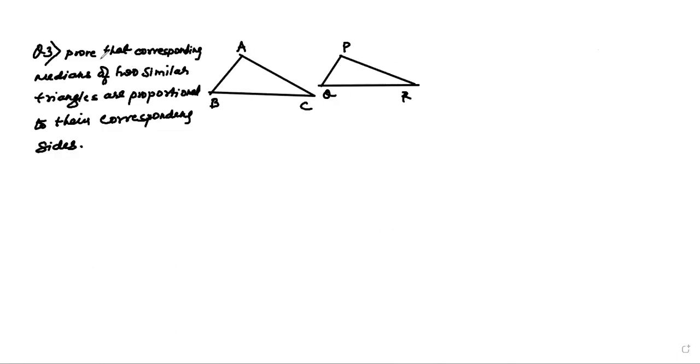Question 3, children. A very simple question in the form of a rider. It is: prove that corresponding medians of two similar triangles are proportional to their corresponding sides.